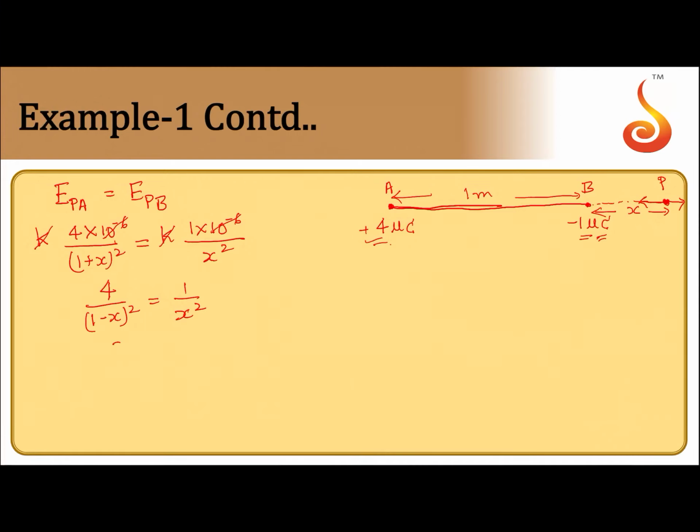Now take square root on both sides. 2 divided by 1 plus x equals 1 divided by x. Don't take plus or minus here because we are finding distance. Distance cannot be negative. So now simplify this, cross multiply. 2x is equal to 1 plus x. So x is equal to 1 meter. So this distance should be 1 meter.